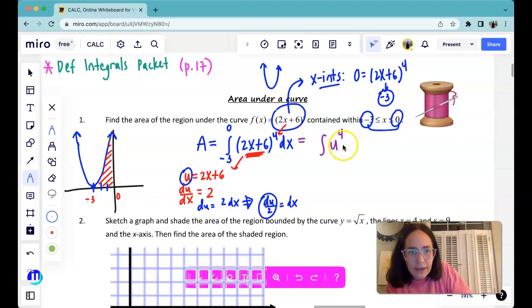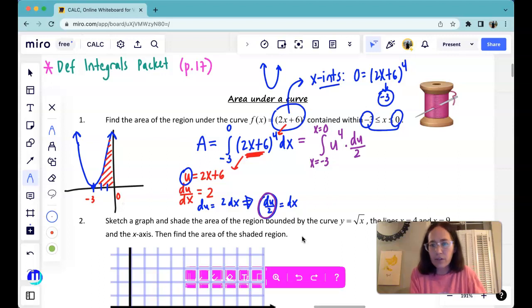And then instead of dx, what are we writing? This fraction, du over 2. But just keep in mind, these are both x values. I might even write x equals -3 to x equals 0 just to remind myself I can't plug in -3 and 0 too early while I still have u in the problem. I want to wait until the end when it's all in terms of x.